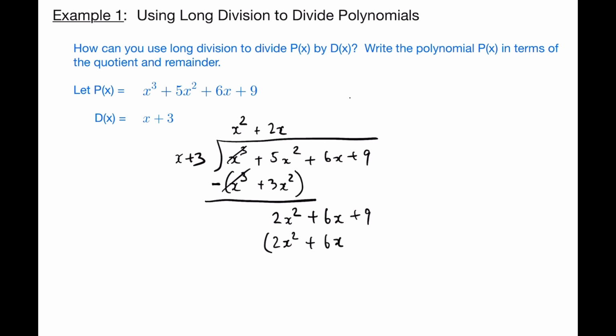We're going to put this in parentheses, and we're going to subtract this entire thing. And what you'll see is 2x squared minus 2x squared is 0, so those cancel out. And 6x minus 6x is 0, because those cancel out. And now we have a remainder of 9. Since we can no longer divide x plus 3 into 9, that is our remainder, and we're going to say that this is plus 9 over x plus 3. And this is our answer.